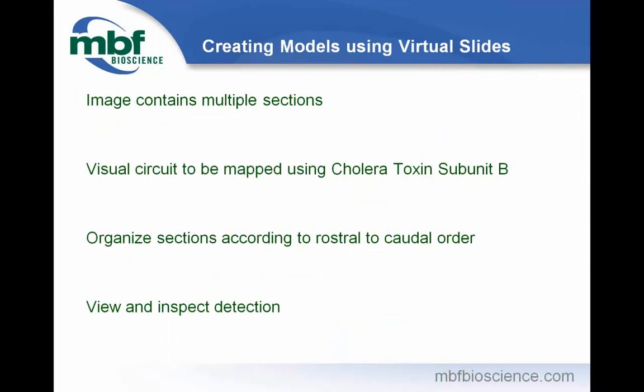Great. So for our first demonstration today, we're going to show you how to create models using virtual slides in which the image contains multiple sections. We're going to map the visual circuit from these image sections that have been labeled with cholera toxin subunit B. We'll then organize those sections according to the rostral caudal order and then show you how you can view and inspect the detection. So let's get to it. We're going to switch to Neurolucida.